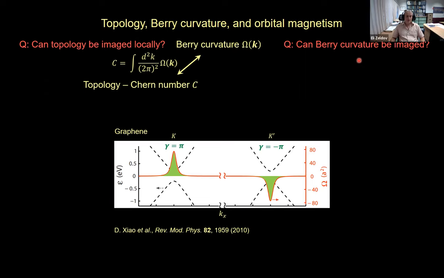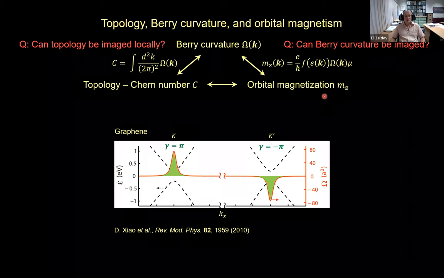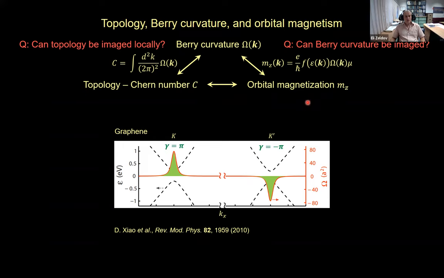But you have to remember that Berry curvature in k-space acts as a magnetic field inducing orbital magnetization, very similar to a regular magnetic field. Orbital magnetization is a measurable quantity and it is well-defined locally. So orbital magnetization is the answer to our questions, because if we can image orbital magnetization, we can address all these questions of local topology and local Berry curvature. The problem is that orbital magnetization is quite weak, and so far it has evaded direct experimental visualization and imaging.